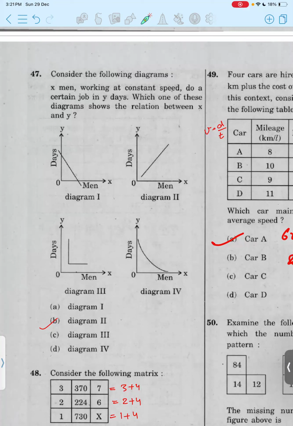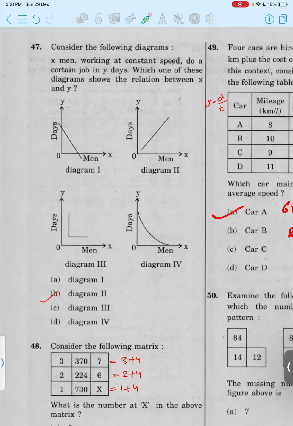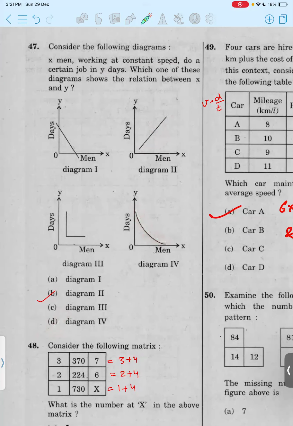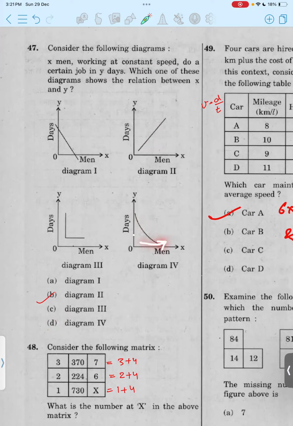In 47, we say X men working at constant speed. The important thing is constant speed. They do a certain job in Y days. Which one of these diagrams shows the relation between X and Y? So this is the shape of the graph which showcases the constant nature of work being done. Okay, I think this is wrong here. For 47, it is D. This is the thing: the more men are working, the fewer days are being taken up. So this is the right option here.